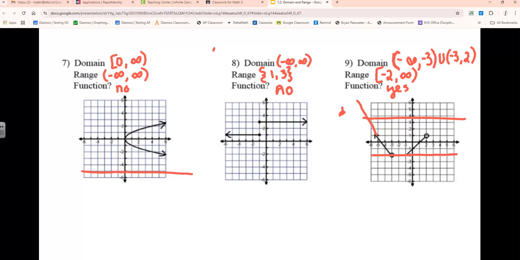All right, this is more of the same. Asking you pretty much the same thing, but for some different ones.